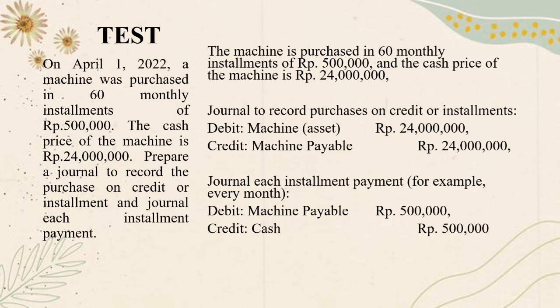And journal each installment payment, for example, every month. In the debit, machine payable, and in credit, there is cash. The amount is 500,000 rupees.